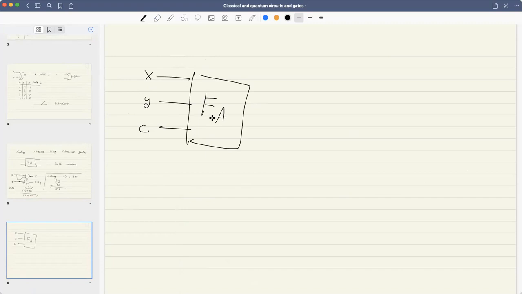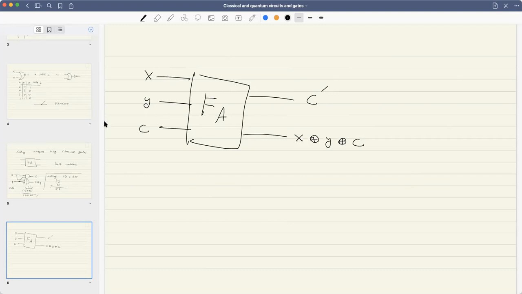And it takes in now 3 numbers. And again, here it just gives their sum mod 2. And here it gives C prime, which is a carryover. So the sum of 3 bits can be 0, 1, 2, and 3. It can't be anything else. The largest it can be is 3.